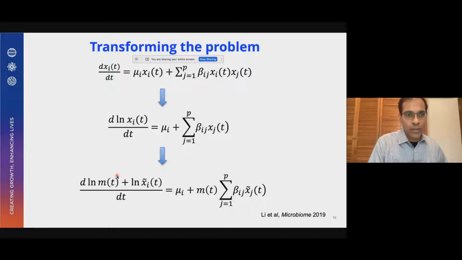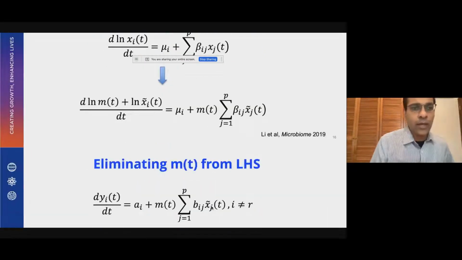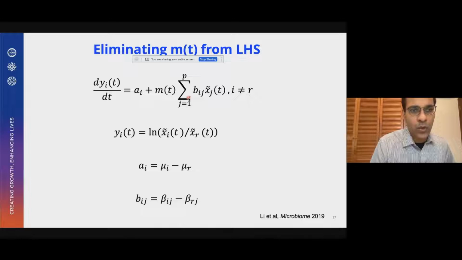So of course, when you have a log of a product, you get a sum of logs, so you get this nice term here. And on the right-hand side, you can just take the m(t) term out from this whole summation. So this is what you get. Then we do a neat transformation. We basically do a log ratio transformation. So basically divide the whole equation, the previous equation, with the same equation for another reference species, x tilde r.